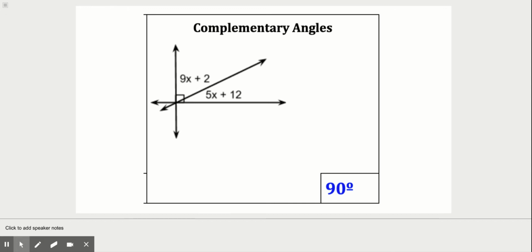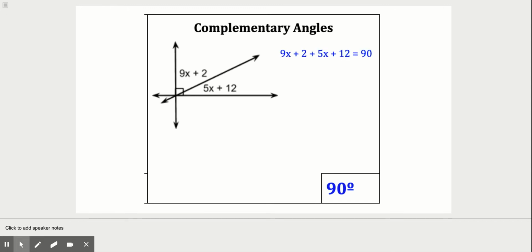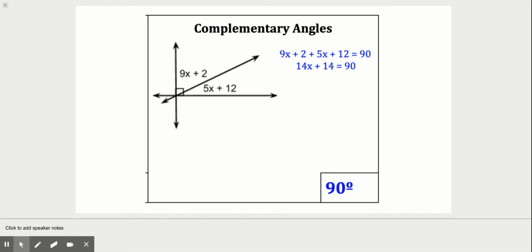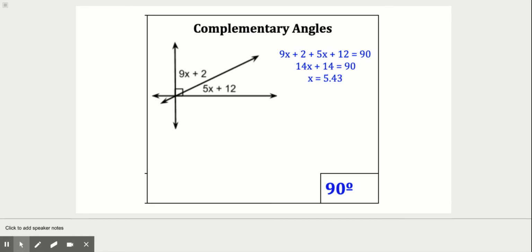So to set up an equation for this, I would do 9x plus 2 plus 5x plus 12 equals 90. Combine like terms again, so 14x plus 14 equals 90. And then if I solve that, I get 5.43.